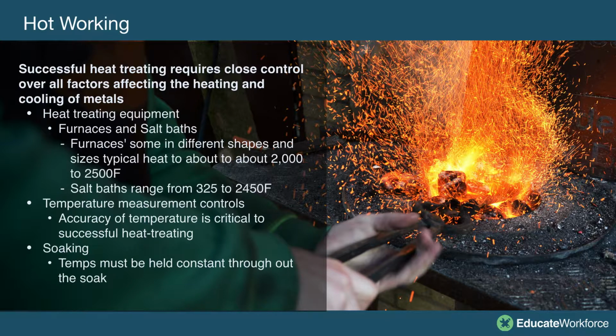Temperature measurement controls. Accuracy of the temperature is extremely critical to the successful heat treating of metal. Soaking, the temperatures must be held constant throughout the soak. And then when we reduce the temperature, it has to go from the furnace to the brine in very minimal time, or it'll start to cool ahead of schedule.